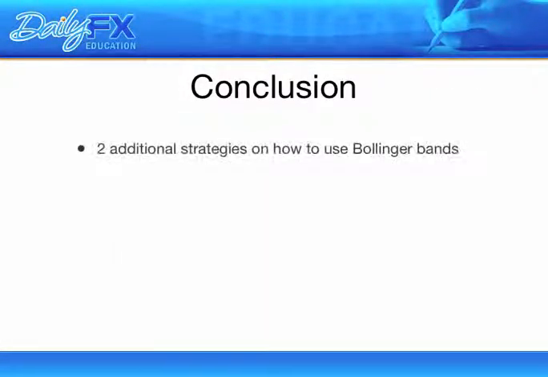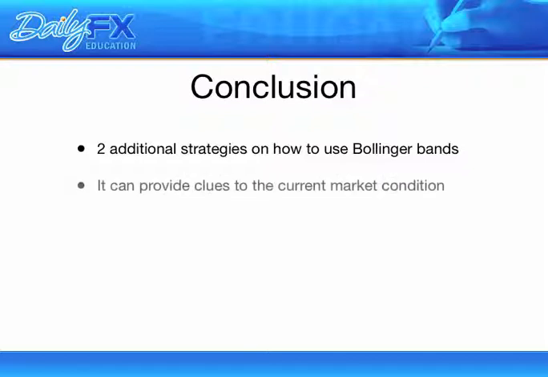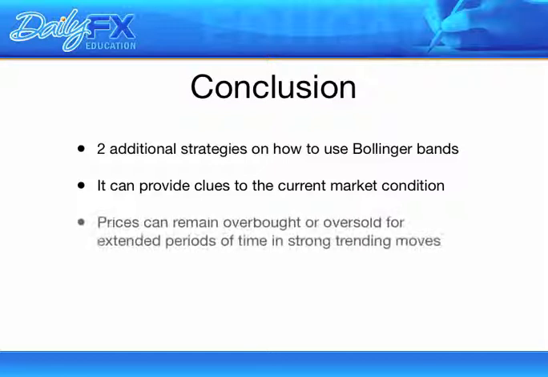Two additional strategies on how you can use the Bollinger Bands in your trading, and how it can be used in different market conditions. Since the Bollinger Band indicator has a volatility filter included in it, it can even provide clues to the current market condition. So if the prices are walking along the 1 standard deviation upper band, then the market is telling us prices are in relatively overbought levels. Prices can remain overbought or oversold for extended periods of time in strong trending moves.